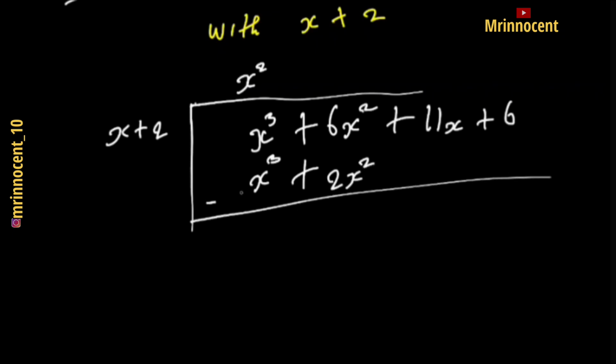x raised to the power 2 times 2 is plus 2x raised to the power 2. We subtract. So you have 6x raised to the power 2 minus 2x raised to the power 2 is 4x raised to the power 2. x raised to the power 3 minus x raised to the power 3 is 0. So bring this one down. So you have 11x plus 6.